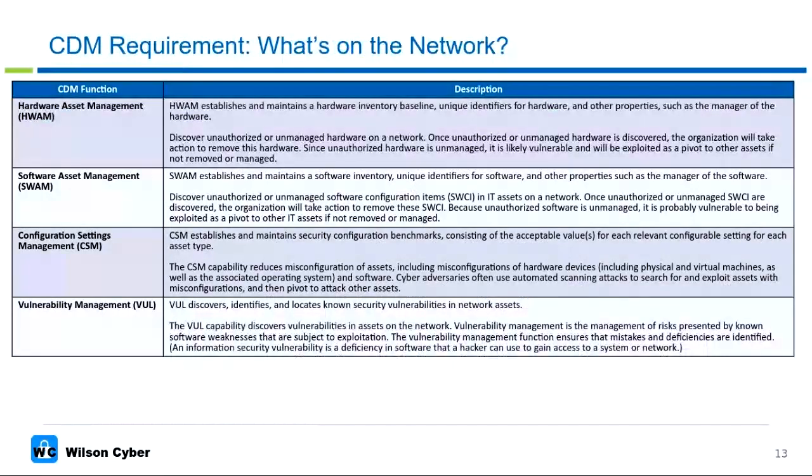So each of these capabilities, we're going to go into a little bit in depth, starting with hardware asset management, which establishes and maintains a hardware inventory baseline, unique identifiers for hardware, and other properties such as the manager of the hardware. We discover unauthorized, unmanaged hardware on the network. Once the unauthorized or unmanaged hardware is discovered, the organization will take action to remove the hardware. Since unauthorized hardware is unmanaged, it's likely vulnerable. It will be exploited as a pivot to other assets if not removed or managed.